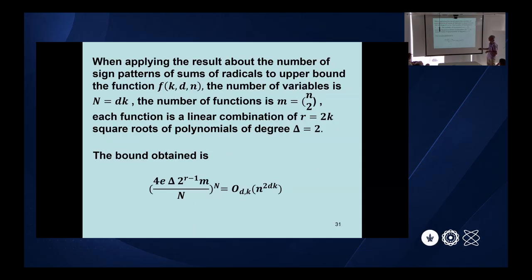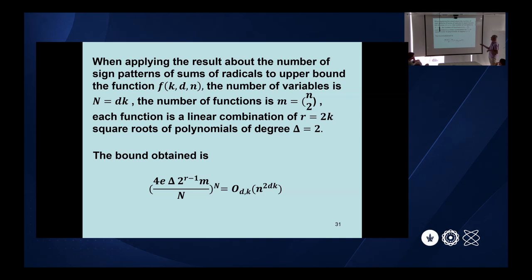And let me just sum that up in our case. If we plug in this formula for the case of radicals, then the number of variables will be dk, and the number of functions is n choose 2. Each of them is a linear combination of 2k square roots of polynomials of degree 2. So you plug everything in, and what you get is n to the 2dk, because this r is small. So basically, that's it, and this is the extension we wanted to mention.